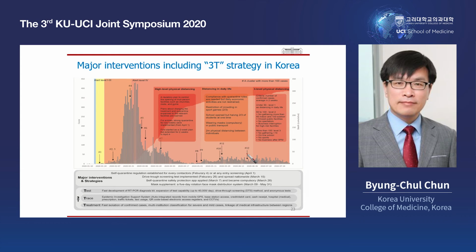I also summarized the Korean government's effort to control the outbreak in this map, including the so-called 3T strategies, that is test, trace, and treatment. For the test, we developed an RT-PCR diagnostic kit and expanded the test capability rapidly in the early stage of the outbreak. For the trace, we made a contact tracing system with high ICT technology.